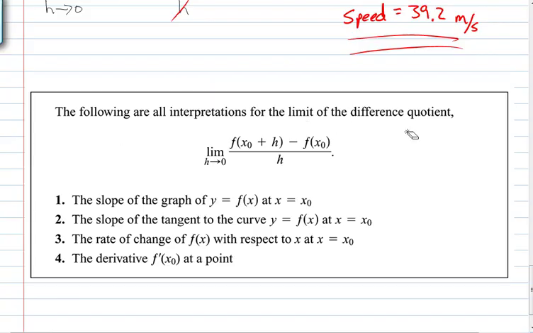The following are all interpretations for the limit of the difference quotient. That's what we call the slope of the secant line, by the way. It's the slope of the graph of y at x equals x naught. It's the slope of the tangent line to the curve at the point. It's the rate of change with respect to x at x equals x naught. It's the derivative at a point. These are all of the things that a derivative is.